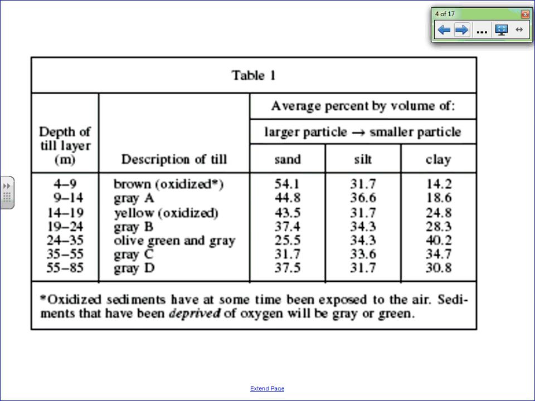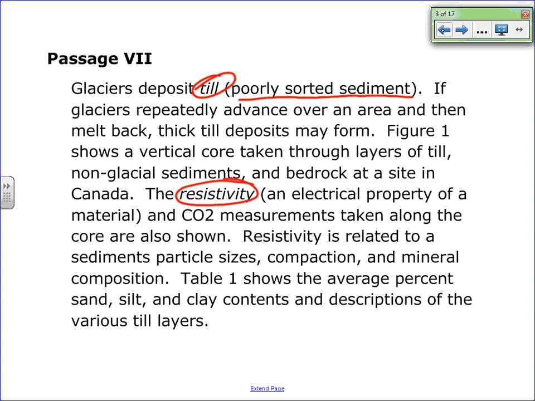All right, the first data table that you see is table 1. If you flip back to the passage, it'll tell you what is in table 1. At the very end, it says table 1 shows the average percent of sand, silt, and clay contents and descriptions of those various till layers.